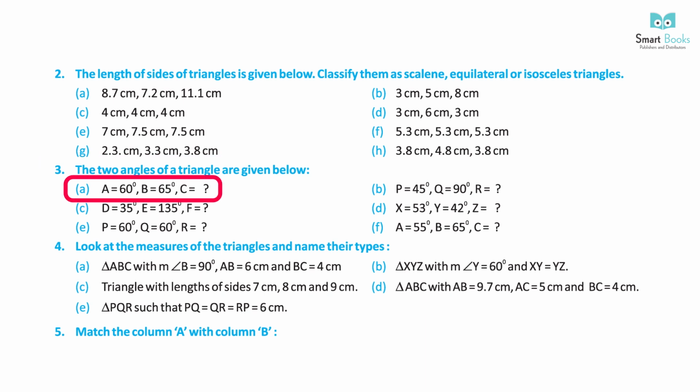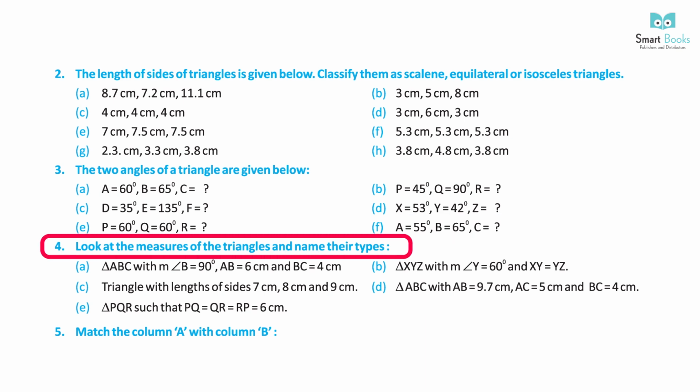A. 60 degree, B 65 degree, C equals 55 degree. B. P 45 degree, Q 90 degree, R equals 45 degree. C. D 35 degree, E 135 degree, F equals 10 degree. D. X equals 53 degree, Y 42 degree, Z 85 degree. E. P 60 degree, Q 60 degree, R 60 degree. F. A 55 degree, B 65 degree, C 60 degree.